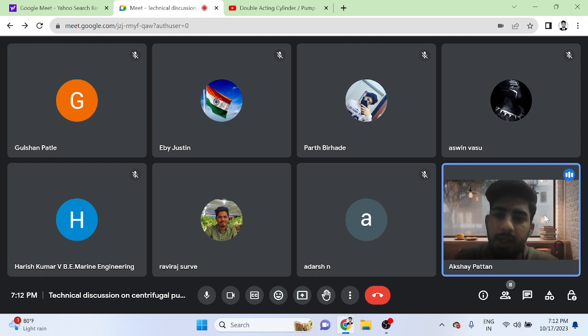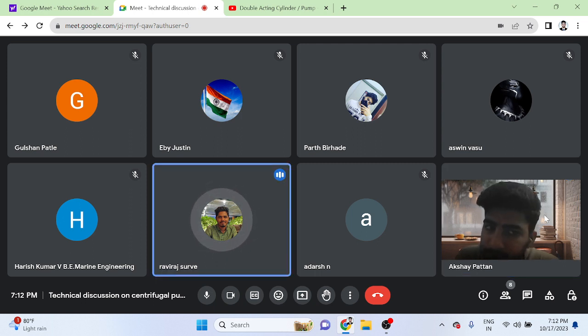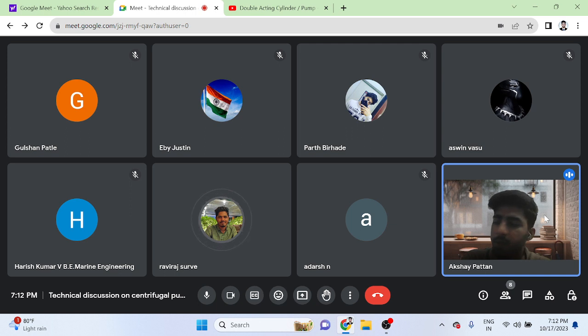So, is there any point to add, or have I missed something in this case? In centrifugal pump, we do not use the relief valve, right? And in positive displacement pump, we use relief valve. Yeah, correct. That's one thing. In centrifugal pump, we do not use relief valve, and in positive displacement pump, we use it. Right. So, any other points? No, it's okay.